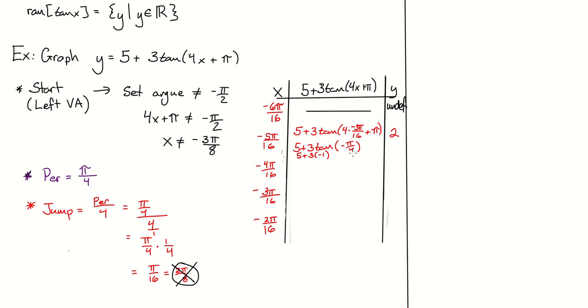I know that when I do negative pi fourths, the first value is negative 1. Like that happened on my parent function. When I did tangent of 0, what did it come out to be?